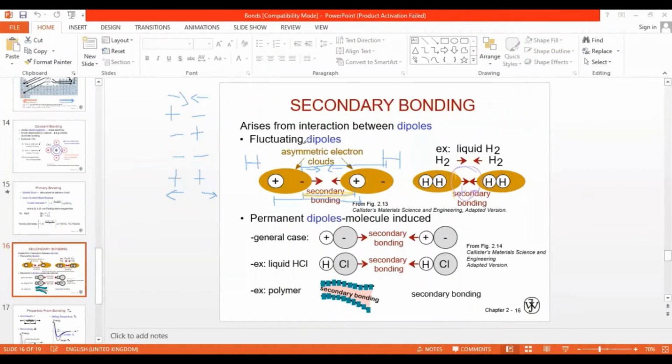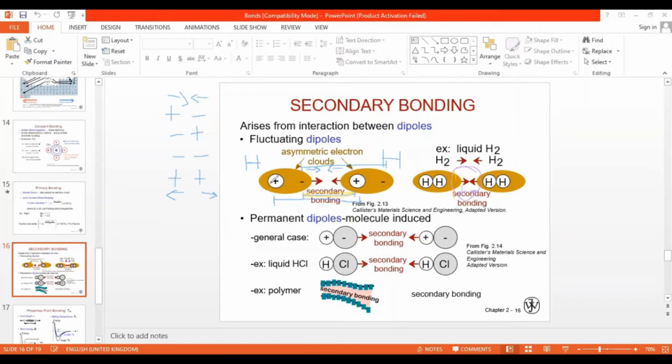That's why it's mentioned fluctuating dipoles. They are not firm, right? They can alter their electrons according to the necessity, right? So that's why it is mentioned fluctuating dipoles. Asymmetric electron clouds. You see, asymmetric electron clouds. So asymmetric means they are not symmetric. So if you take the electron distribution of this H2 molecule and this H2 molecule, the distribution of electrons would not be similar, right?